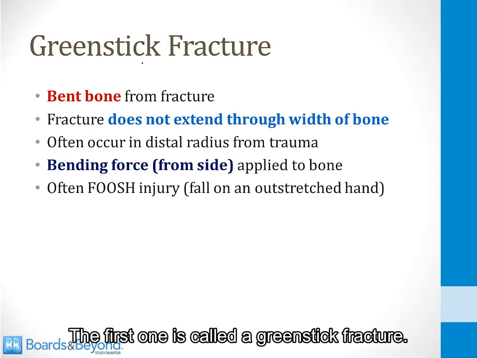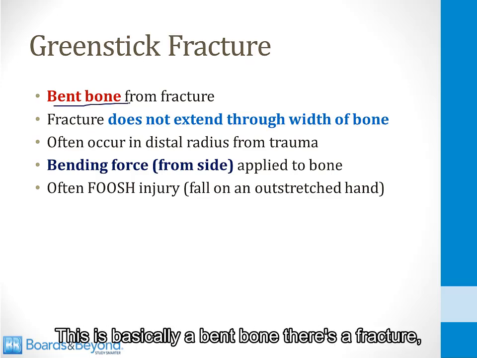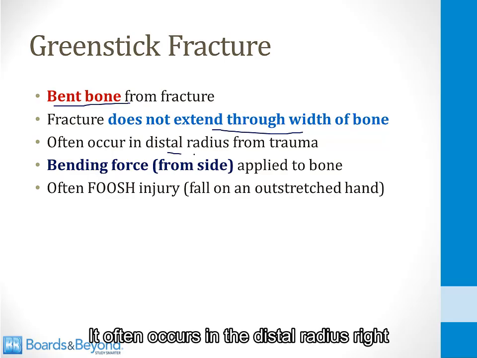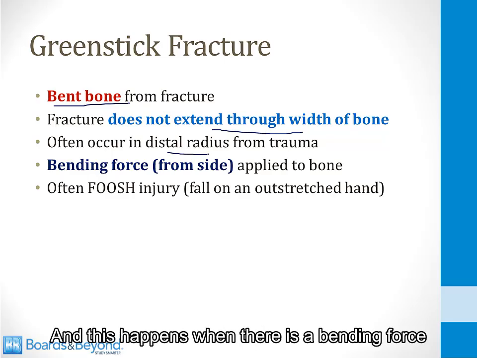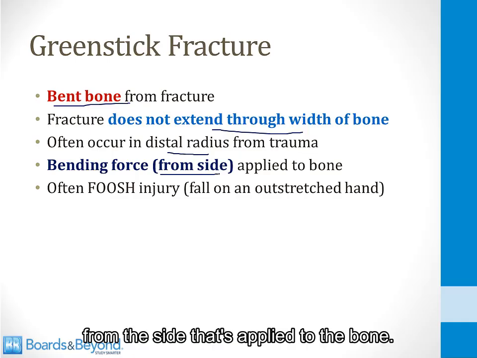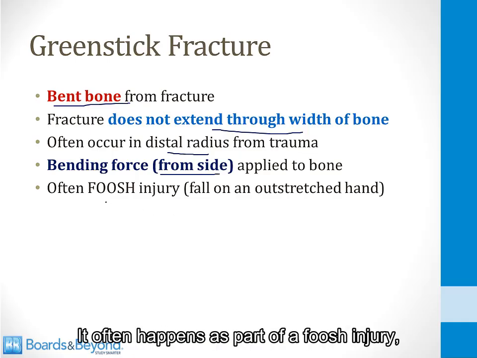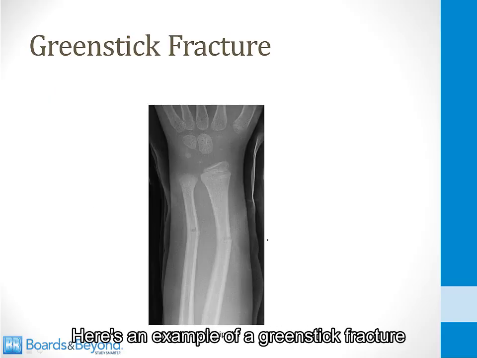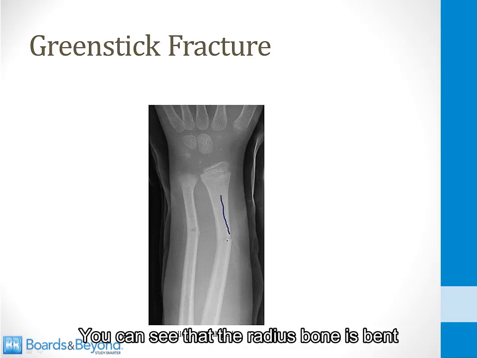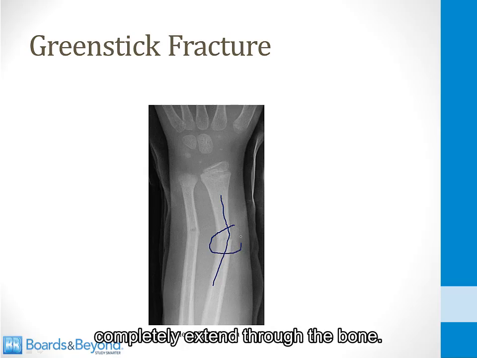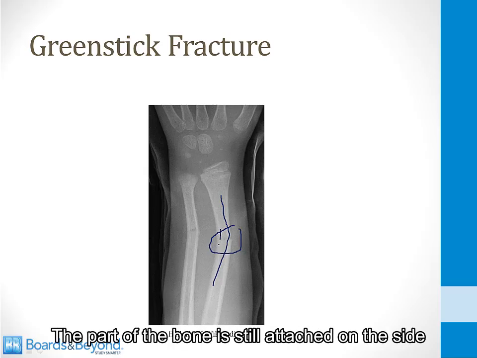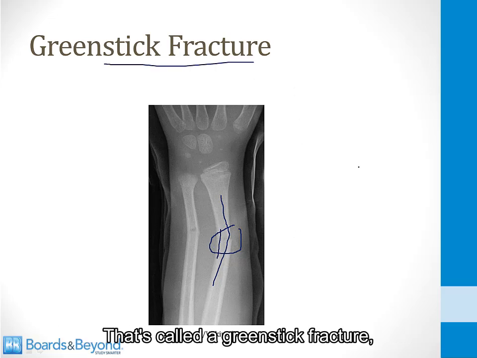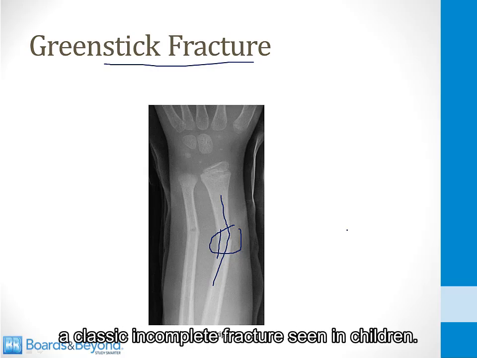The first one is called a greenstick fracture. This is basically a bent bone. There's a fracture, but it does not extend through the width of the bone. It often occurs in the distal radius right near the wrist from trauma, and this happens when there is a bending force from the side that's applied to the bone. It often happens as part of a FOOSH injury, a fall on an outstretched hand. Here's an example of a greenstick fracture shown on the screen here. You can see that the radius bone is bent and that this fracture does not completely extend through the bone, but part of the bone is still attached on the side, and that's what causes it to have this bent formation. That's called a greenstick fracture, a classic incomplete fracture seen in children.